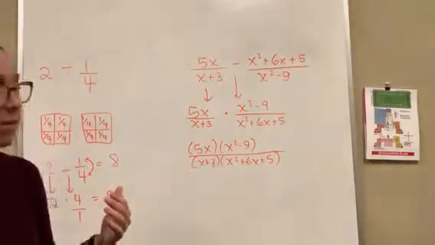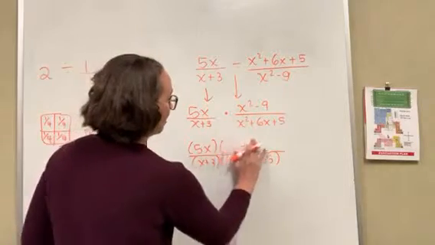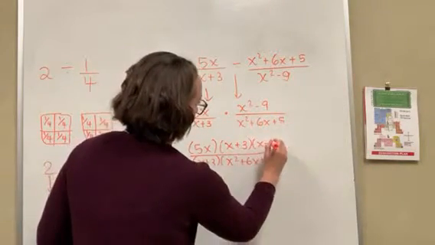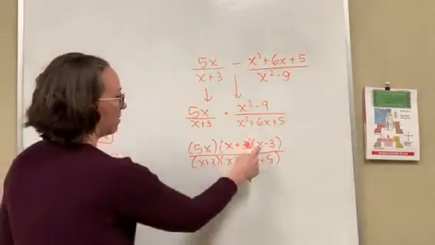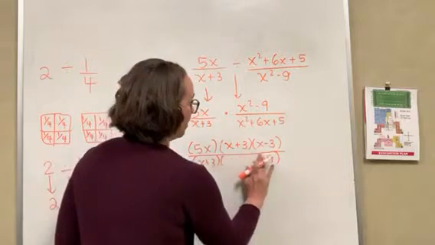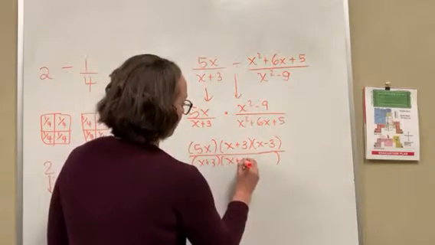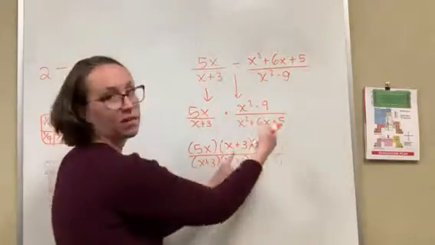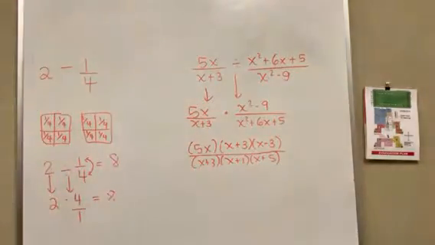I know that x squared minus 9 is the same thing as x plus 3 times x minus 3. Right? That means the same thing as x squared minus 9. And I know that x squared plus 6x plus 5 is the same thing as x plus 1 times x plus 5, because 5 times 1 is 5, and 5 plus 1 multiplies to 6.